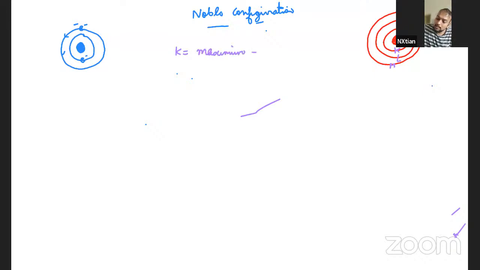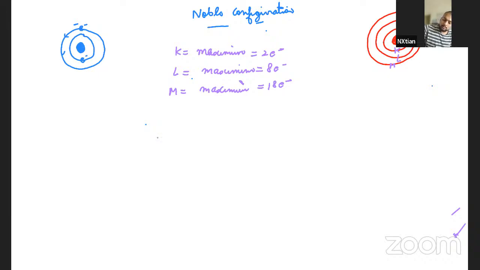Okay. In the K shell, maximum two electrons only you can fill, not more than two. In the L shell, maximum 8 electrons you can fill. In the M shell, maximum 18 electrons you can fill. Now we will understand what you mean by the octet rule. So Jashram, do you know what is the octet rule?